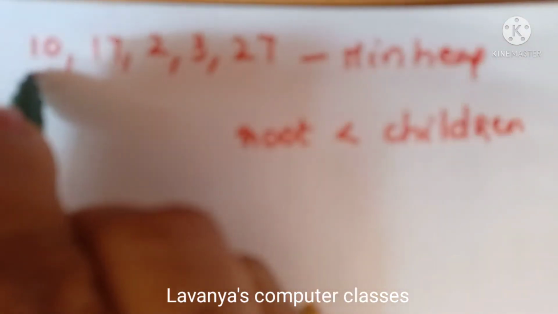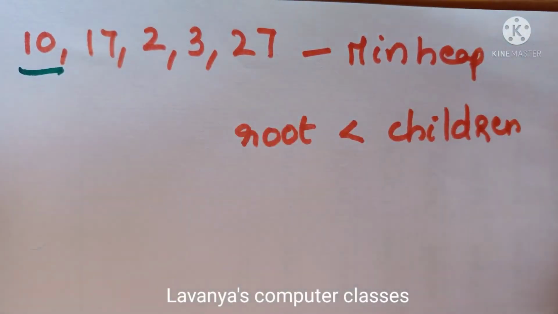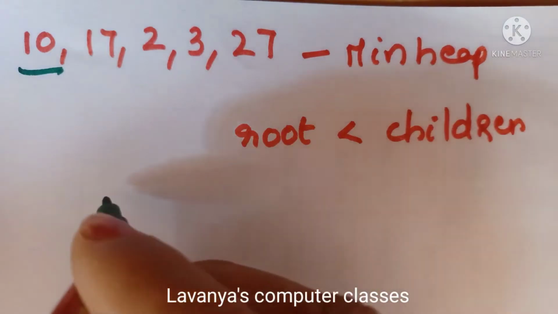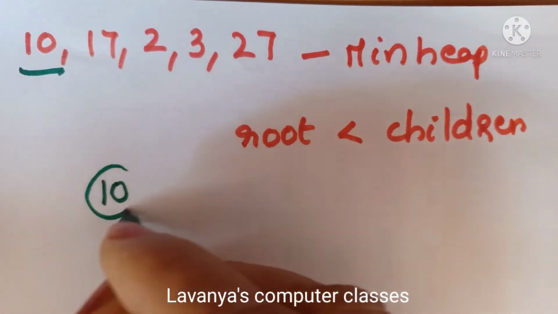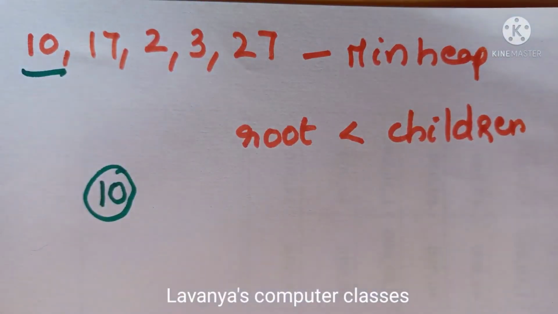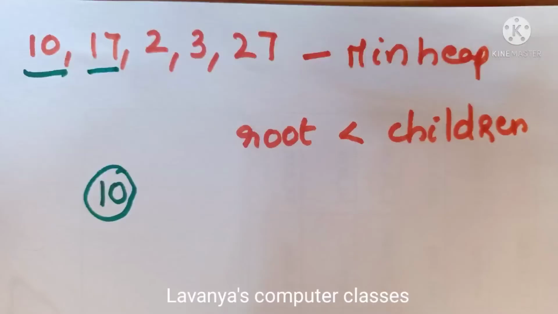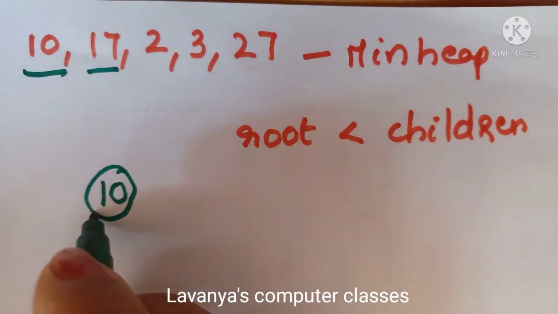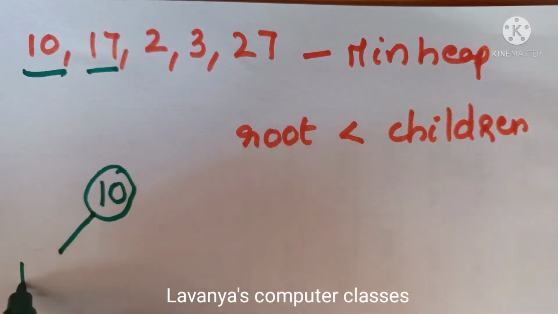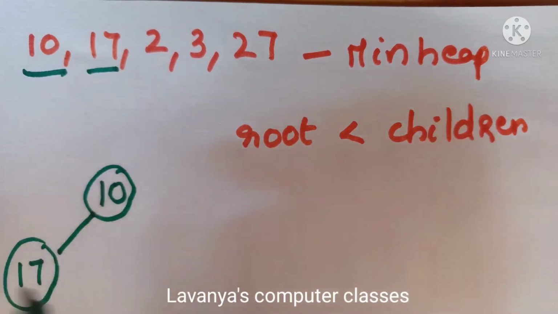So first consider the first element. What is your first element in this list? 10. So 10 is the root element. Since only one element is there, it satisfies all the properties of min heap. Next consider the next element, 17. Keep the next element 17 on the left-hand side of the root node.